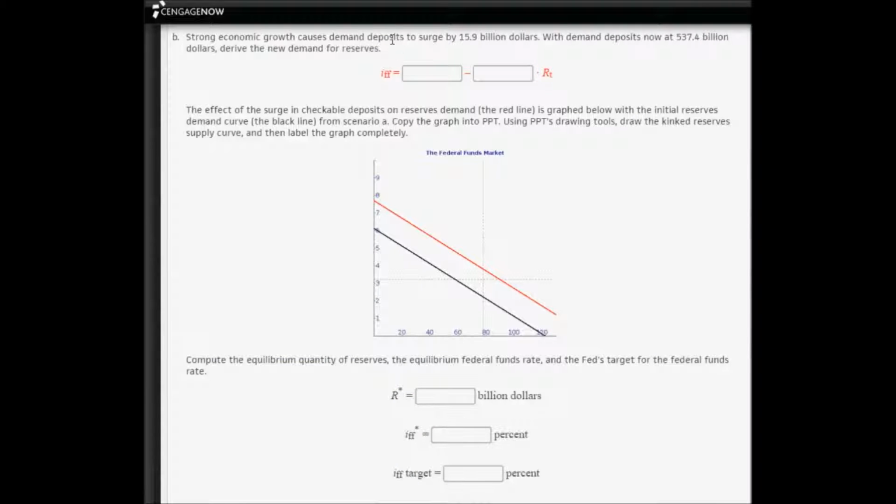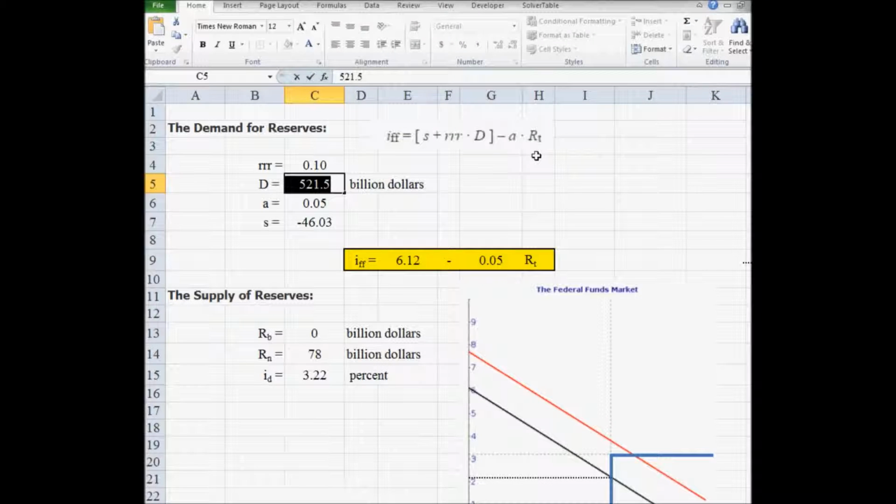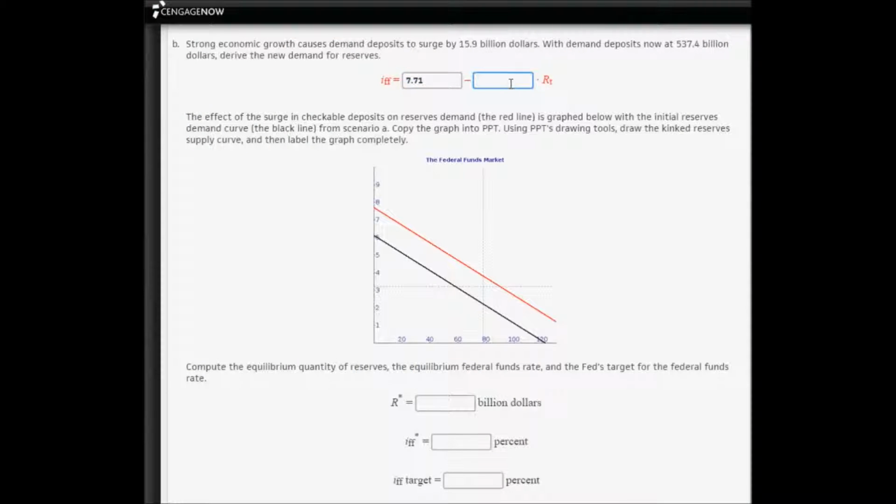Strong economic growth causes demand deposits to surge by $15.9 billion. With demand deposits now at $537.4 billion, the new demand curve is 7.71 minus 0.05 R. I'm going to copy the new intercept. The slope is still 0.05. Down here we have to compute the new equilibrium.